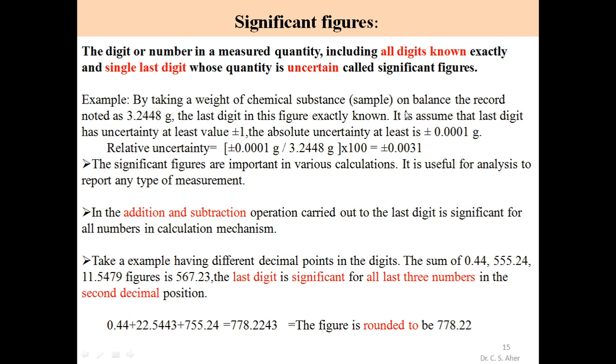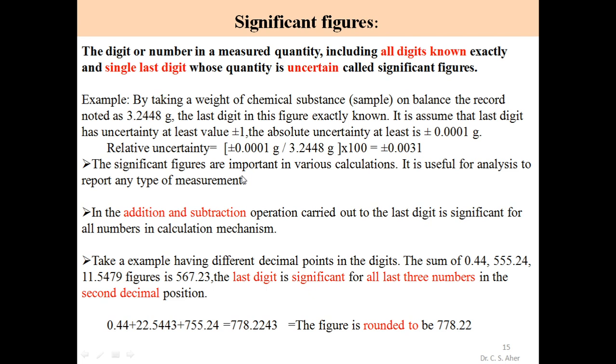When we measure the mass of any substance on an analytical balance, this balance has an uncertainty of plus minus 1, so the absolute uncertainty is 0.0001 gram, and the relative uncertainty in this measurement is plus minus 0.0031.